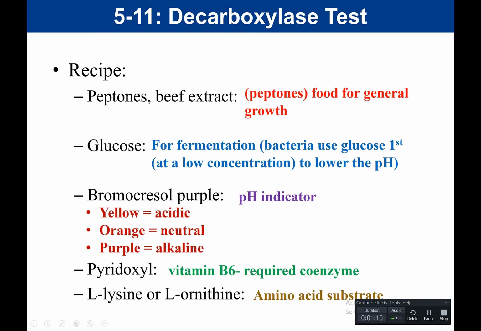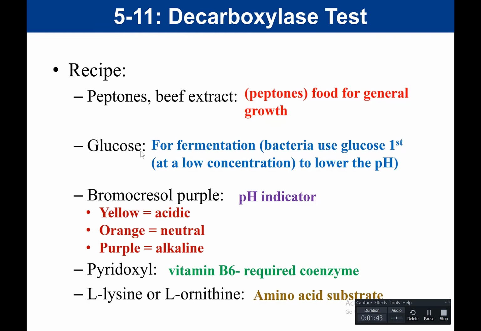In terms of the media, for every experiment, you don't have to memorize the entire list, but you should know the key ingredients. For example, you should know that the media contains glucose, because the glucose needs to be there for fermentation. Bacteria will use the glucose first at a low concentration, and when they ferment the glucose, that will produce acids, and those acids need to be present in order for decarboxylase to be active.